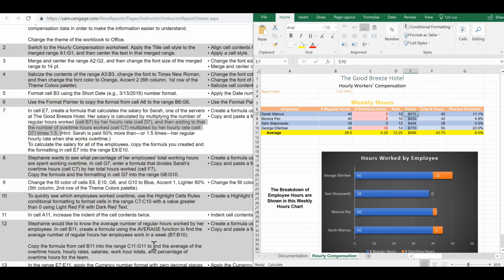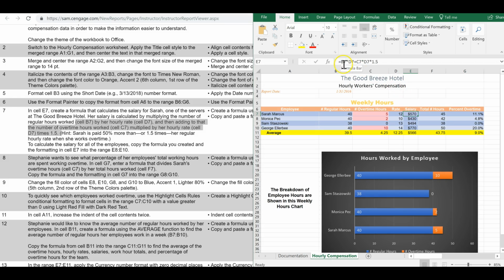So I would type equals, and then I'm going to be multiplying the regular hours of 40 times the rate plus the overtime hours, which are 5, and I'm going to click in the cell C7, times the rate, which is D7, and then times 1.5. And then you get the $570.